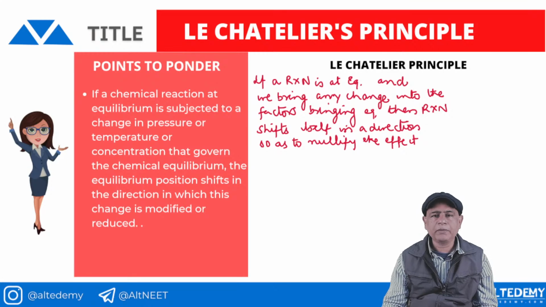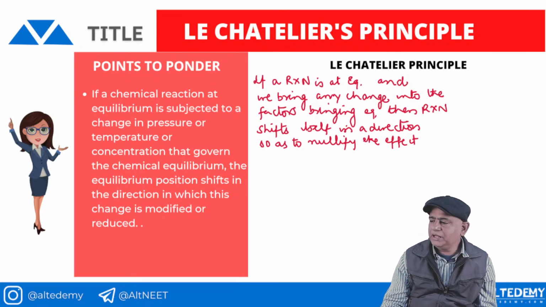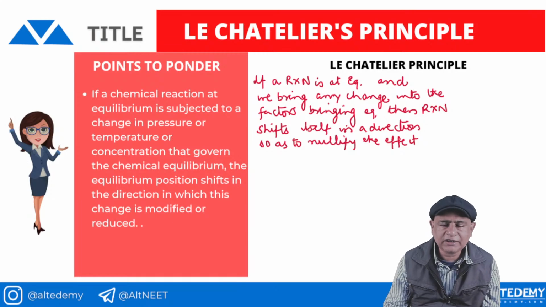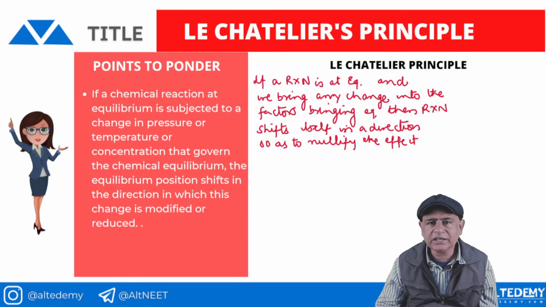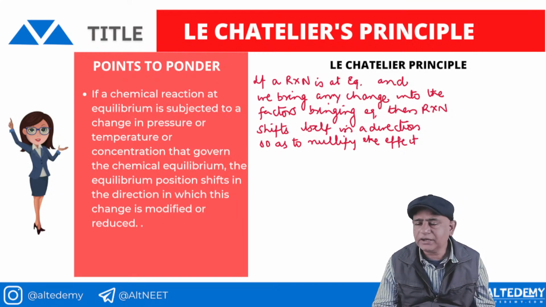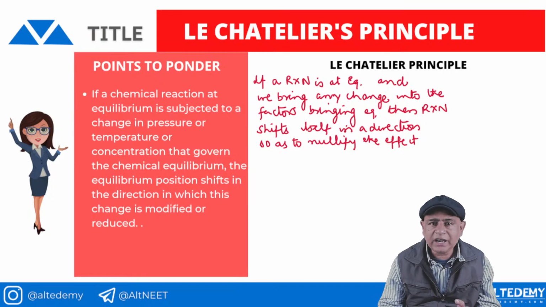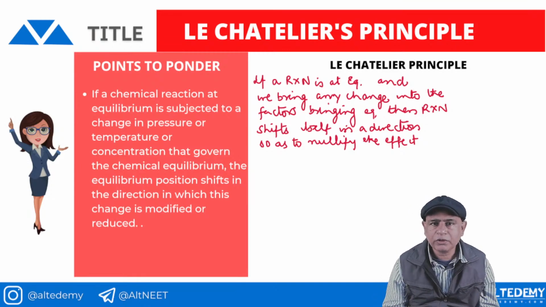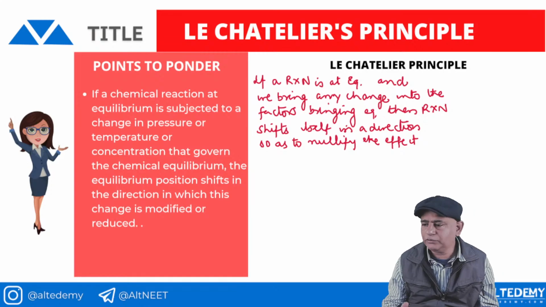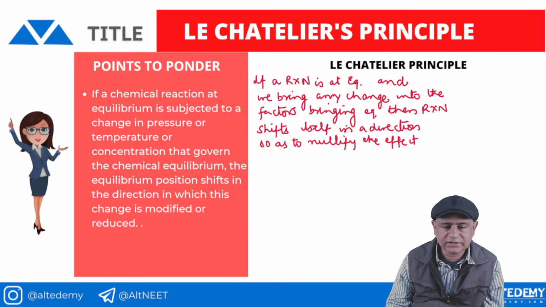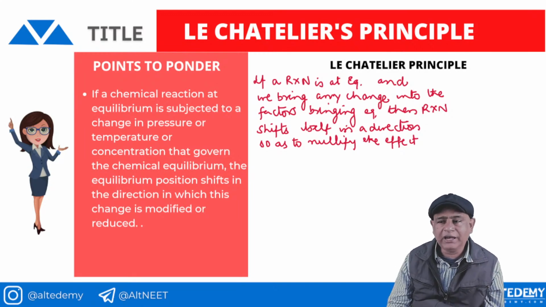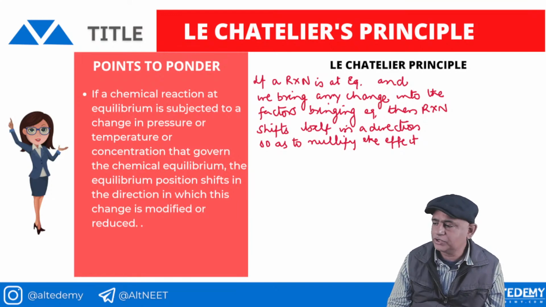A reaction is at equilibrium, and equilibrium can be achieved by various factors. We need concentration, we need some kind of temperature, we need some kind of pressure, and the reaction has come to an equilibrium. And when these factors are changed, then the reaction will always be shifting into a direction which nullifies its effect. We will see it one after another by changing different factors, and then you will see how these changes take place. If a reaction is at equilibrium and any of the conditions bringing equilibrium is changed, then the reaction shifts itself in a direction so as to nullify that effect.